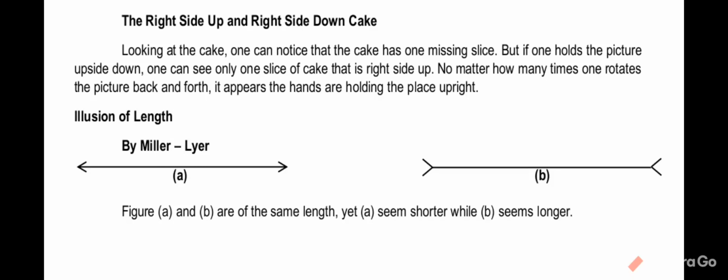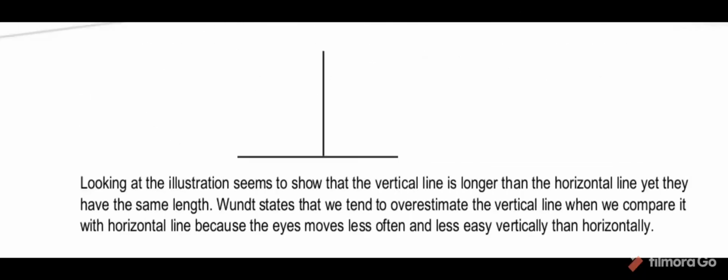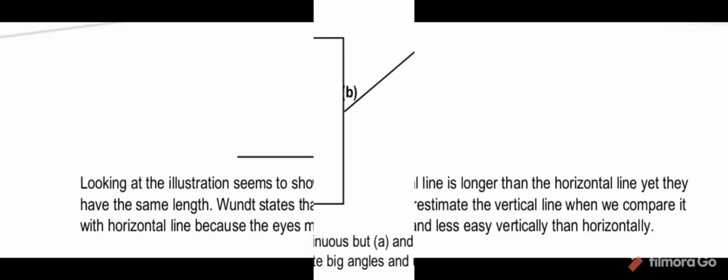Illusion of length. So these are two lines that have the same length, but yet line A seems shorter and line B seems longer. Another example here, looking at the illustration, seems to show that the vertical line is longer than the horizontal line, yet they have the same length. One states that we tend to overestimate the vertical line when we compare it with the horizontal line because the eyes move less often and less easily vertically than horizontally.